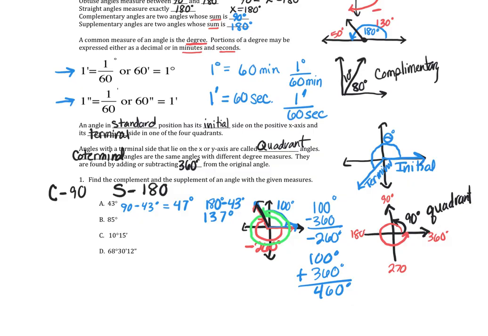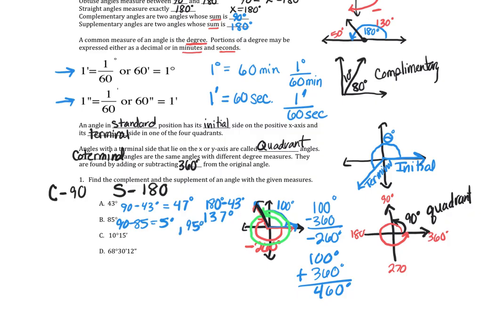Let's go ahead and find my complement here. On letter B, 90 minus 85 is 5 degrees. So if I wanted the supplementary angle to that, then I could add 90 degrees to the 5, and that would be 95 degrees.